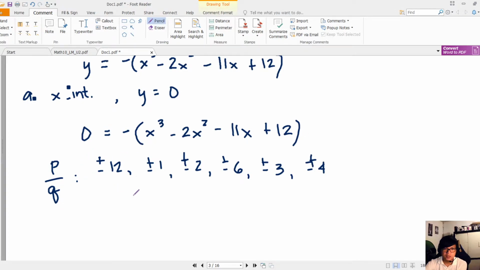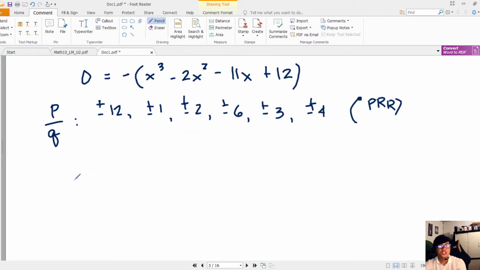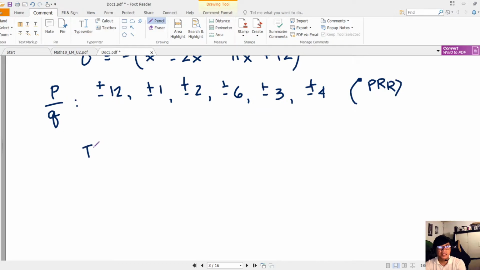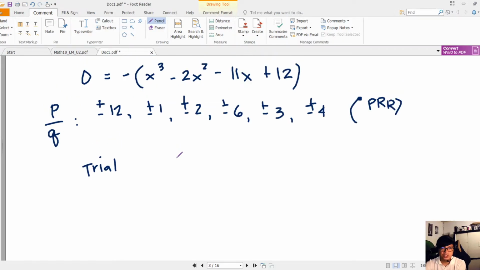So, among these 12 possible rational roots, tatlo dito yung hinahanap natin. 3 kasi yung degree natin. Tatlo yung hinahanap natin. So, we will have the trial using the synthetic division. So, let's try naman natin number 1. Let's try if the denominator is 1.